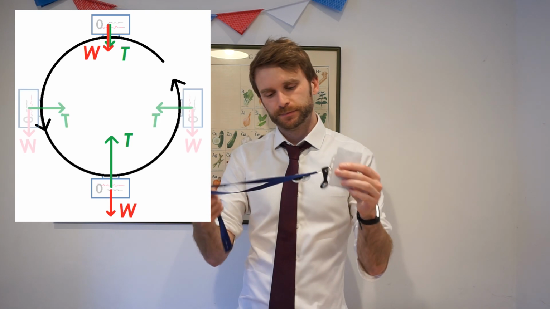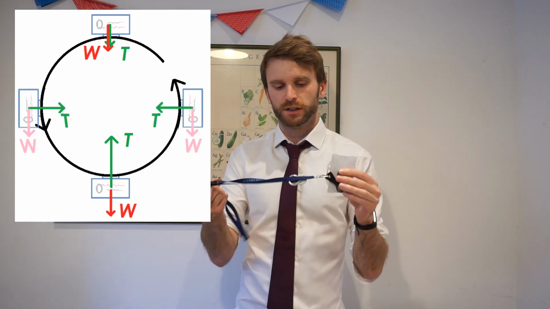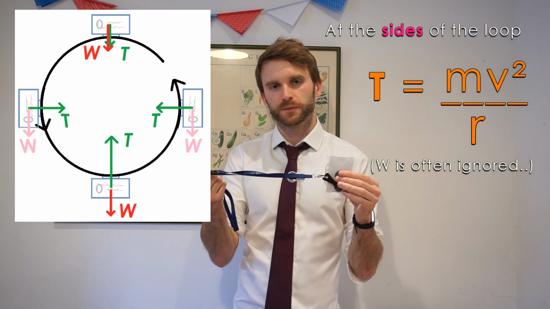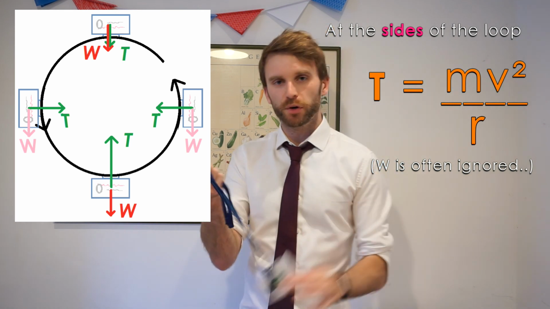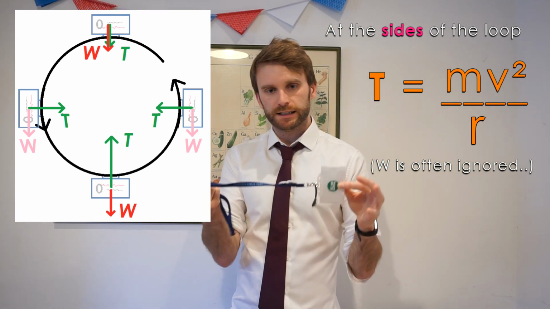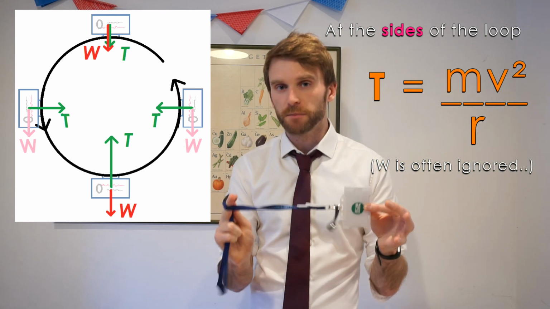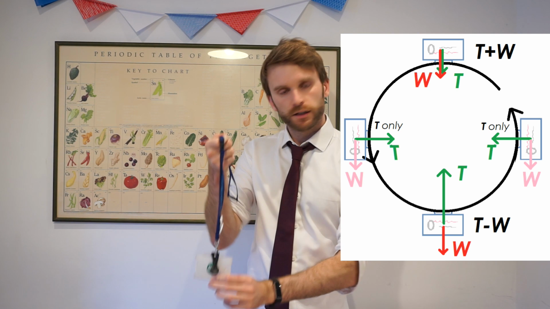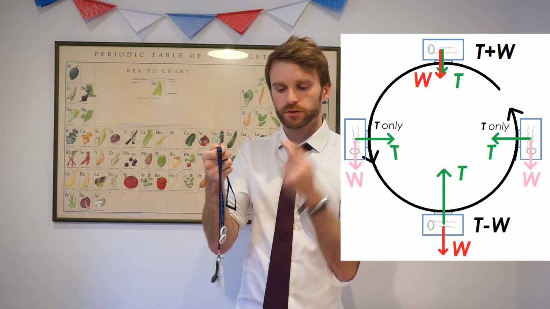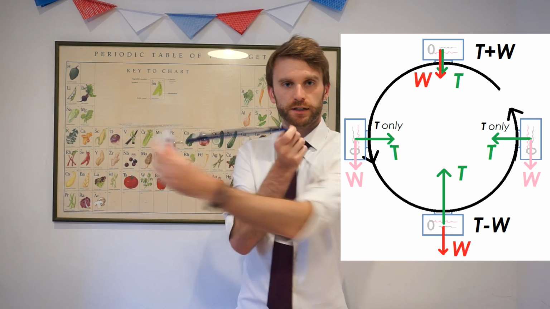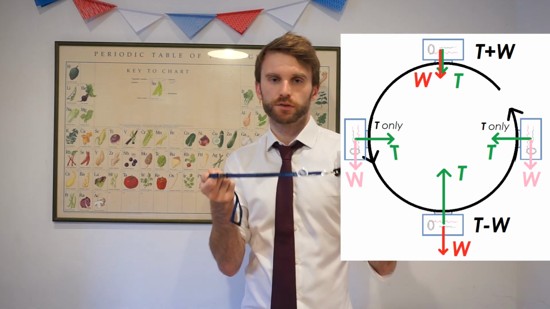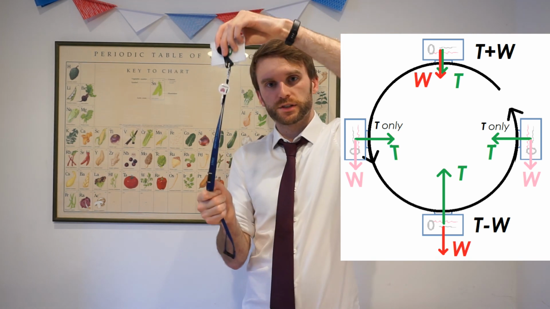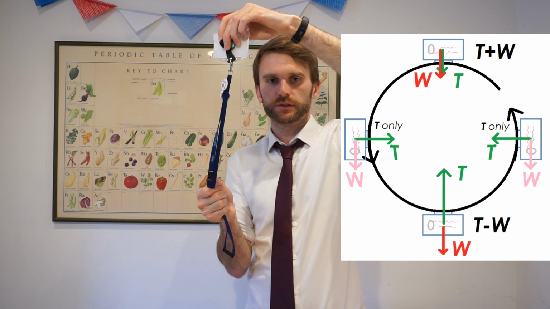At the side, for reasons best left unknown, you only need to account for the tension. Okay, I know that the lanyard will have a weight, but at the side we only need a tension. In exams, you just need the tension at the sides, T this way. So at the bottom, T minus W, tension's acting up, weight's acting downwards. At the sides, and this side as well, tension is the only force that provides the centripetal force. At the top, acting in the same direction, T plus W equals mv squared over r.